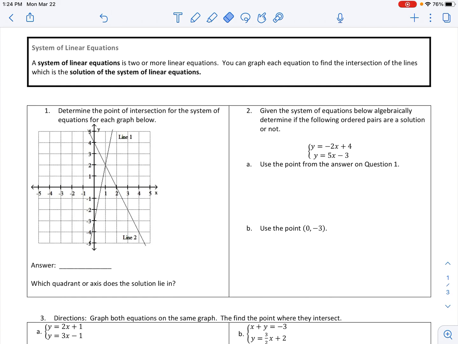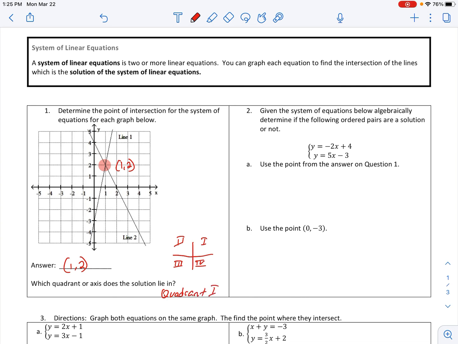Here with two lines, graph out the two lines, see where they intersect, which in this case they are intersecting right here at this point (1, 2). And therefore (1, 2) is the solution to my system of equations. Now I have a follow-up question here. What quadrant or axis does the solution lie in? So let's not forget about our quadrants, because these are good questions to keep asking. And in this case, we are lying in quadrant 1.